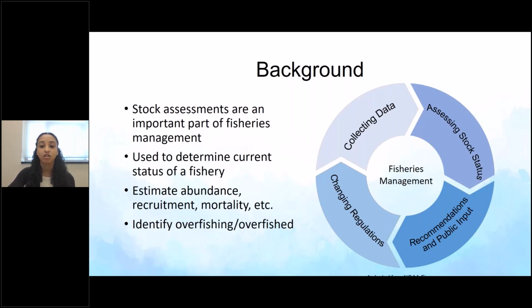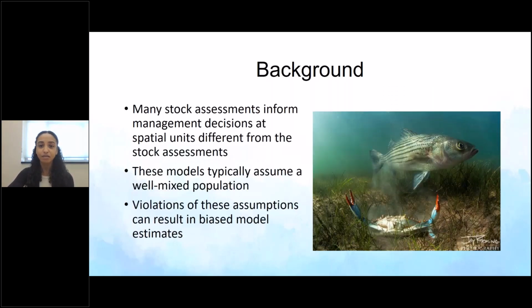And stock assessments are a crucial part of this management process in order to understand the current status of a fishery. These models estimate abundance, recruitment, mortality, and other metrics, and are also used to determine if a stock is being overfished or undergoing overfishing. But there often exist some inconsistencies between stock assessments and management, where the spatial scale that stock assessments typically model might not match the spatial scale of management for the same species.